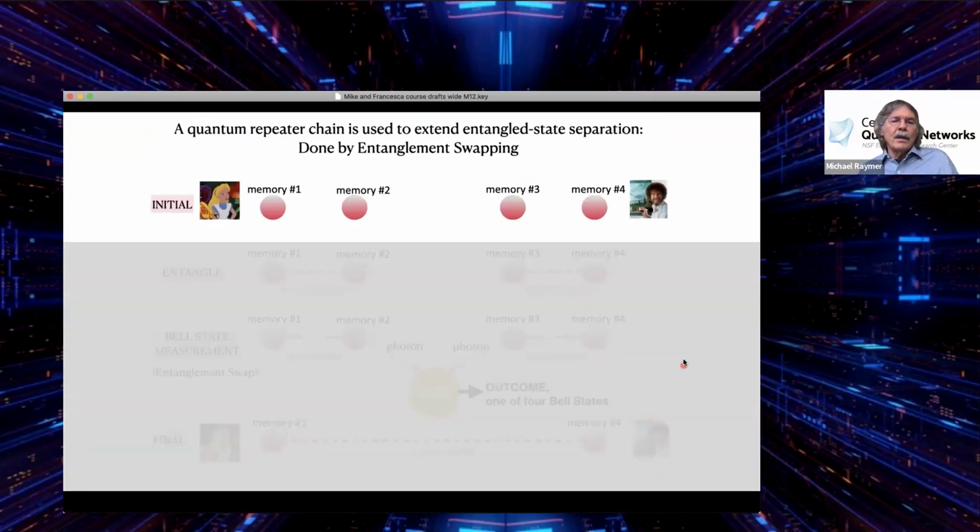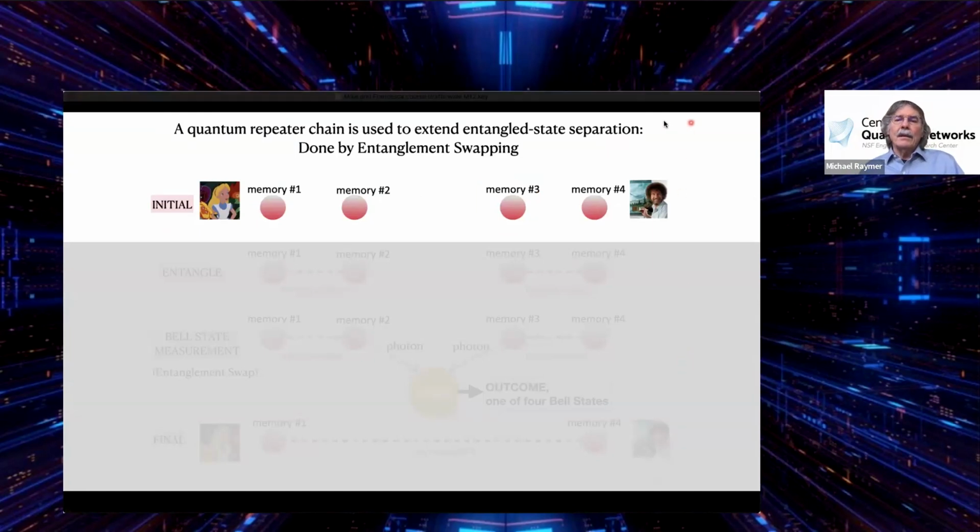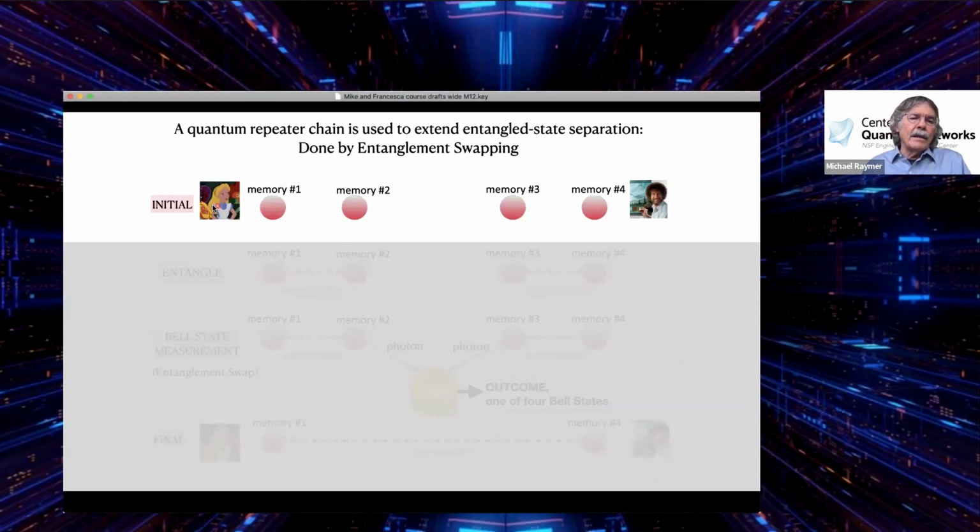Now, let's talk about quantum repeater chains. Okay, so we have Alice over here on the far left, 10,000 kilometers away from Bob. Now, we know we can't just send a photon from Alice to Bob directly. So what do we do? We want to get entanglement between Alice and Bob's memories, memory 1 and memory 4.